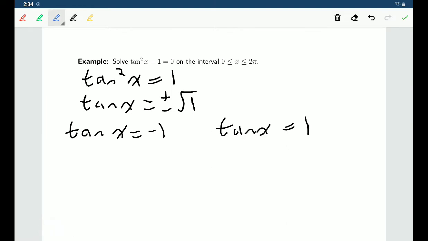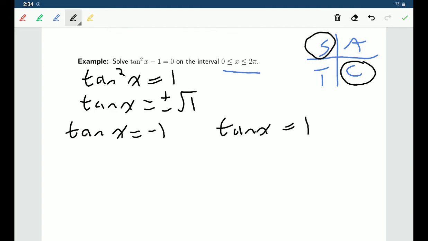Thinking about my interval again, here we're looking at the interval from 0 to 2 pi. If we're thinking about this, we're looking for tangent to be -1, which happens in two quadrants, in quadrant 2 and in quadrant 4. We're also looking for tangent to be +1, which happens also in two quadrants, quadrant 1 and quadrant 3. So I should have 4 solutions to this equation.